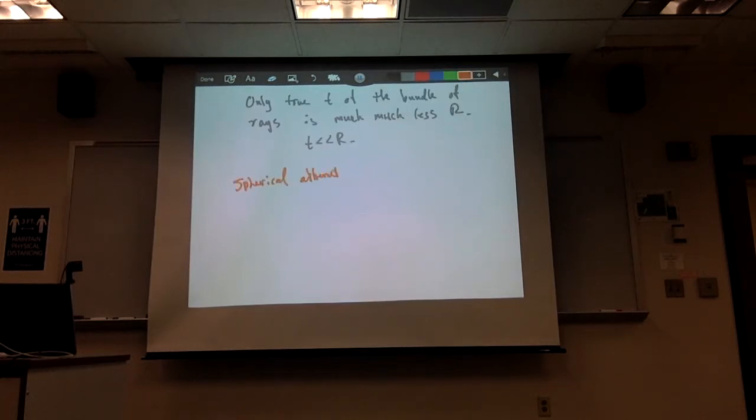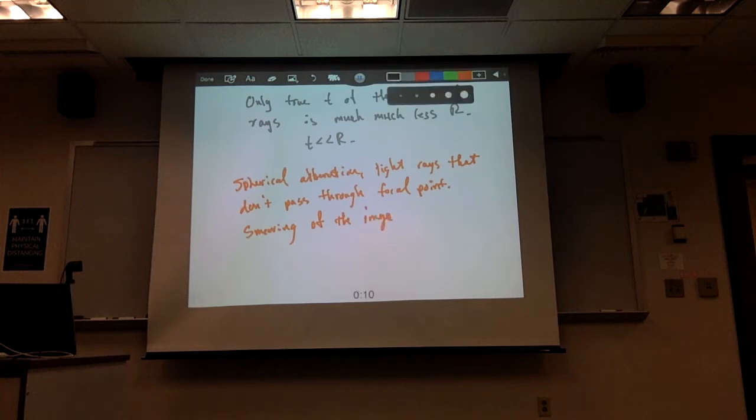Aberration. It's the light rays that don't pass through the focal point. Okay, this basically causes smearing of the image. Again, resolution of this.